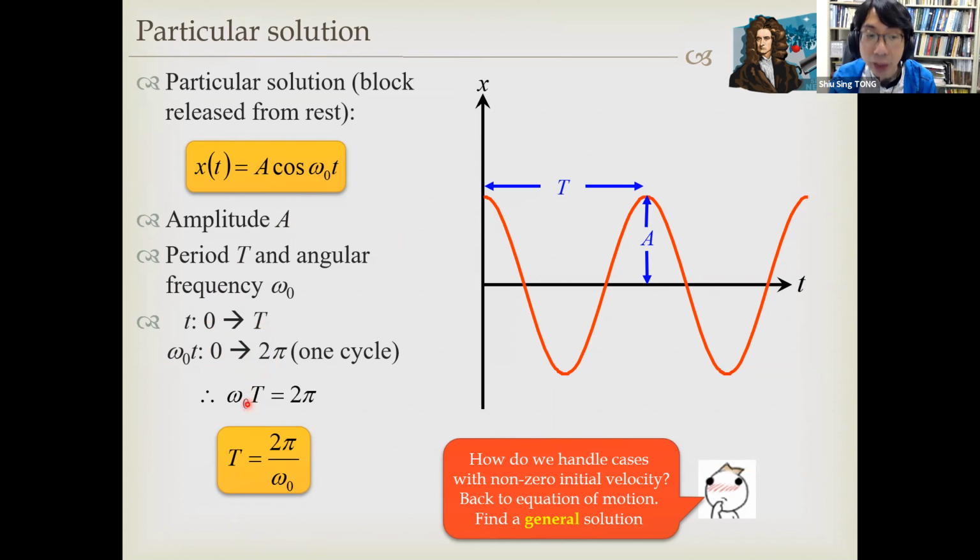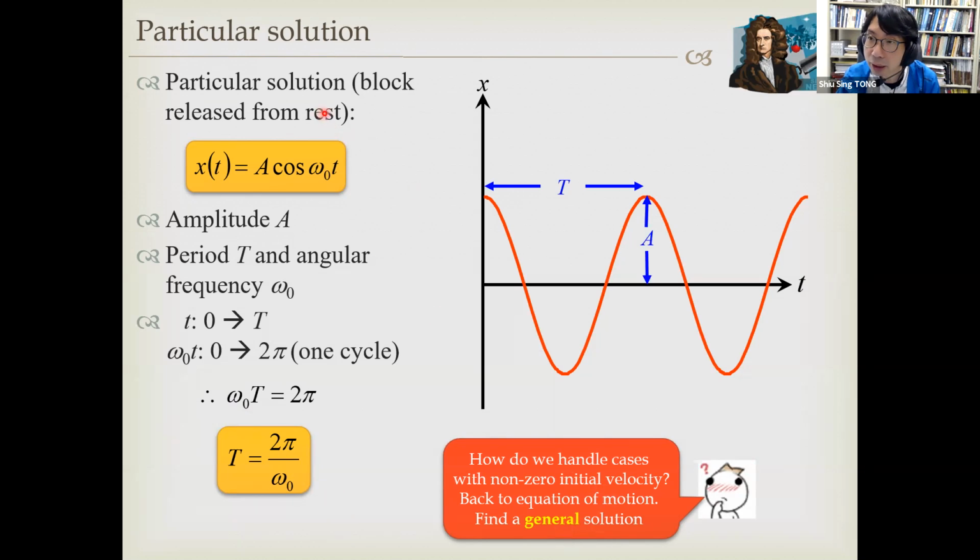Okay, so that means omega naught capital T is equal to 1 cycle of the cosine function, and that is 2 pi. And so we have the period T equal to 2 pi over omega naught. So that is the relationship between the period and the angular velocity. Now we have mentioned it a few times before. This is an important relationship. I hope every one of you will remember it.